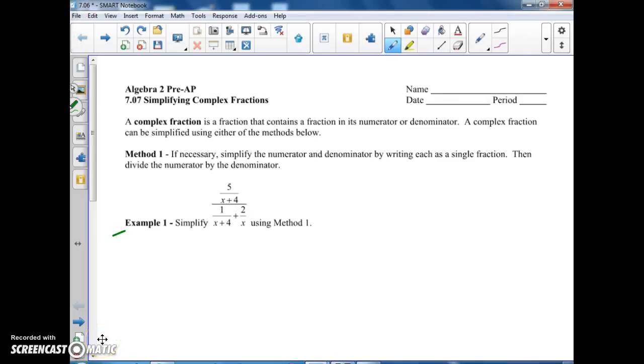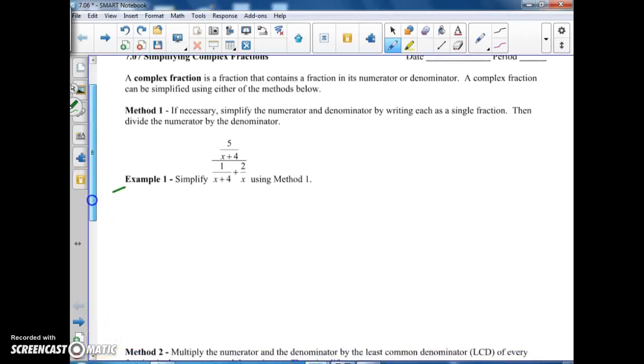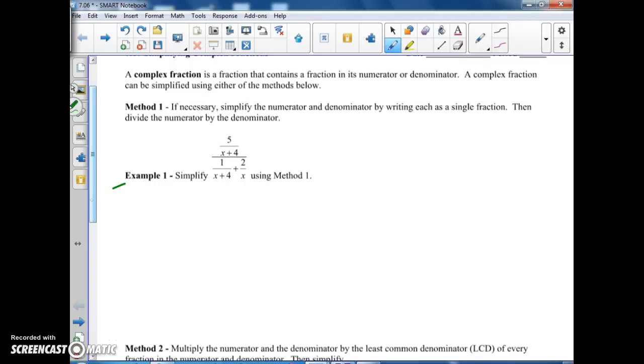All right, so in example number 1, there are 3 fractions. There's 1 on the top, there are 2 on the bottom. So here's what you're going to do. Look at the fraction on the top. Can you do anything to that? Can you simplify? Is there anything you can do? The answer is no, right?